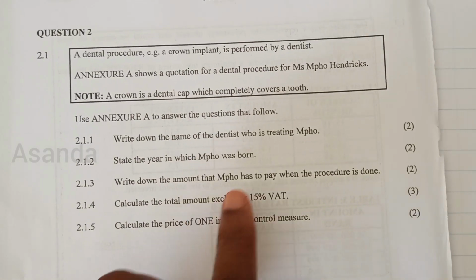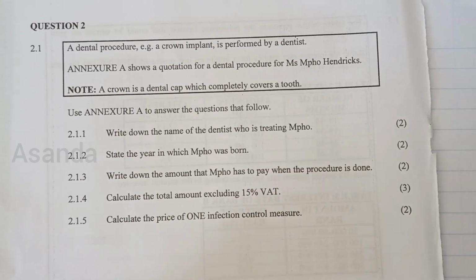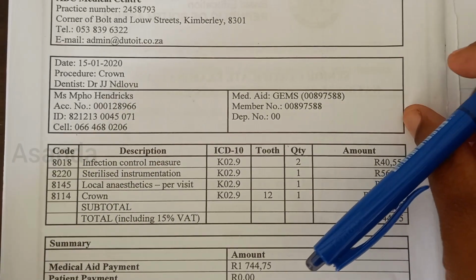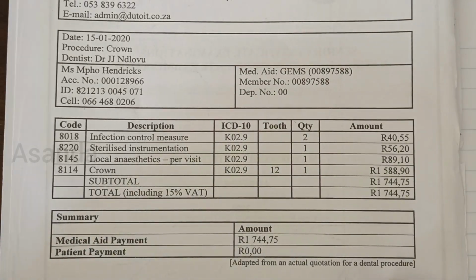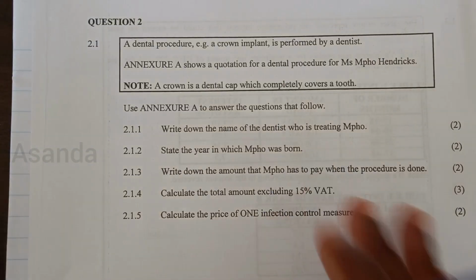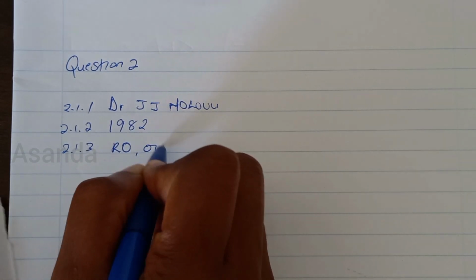Write down the amount that Mpho has to pay when the dental procedure is done. Mpho has to pay no money. There's nothing that she will pay. So the amount is 0 rands.